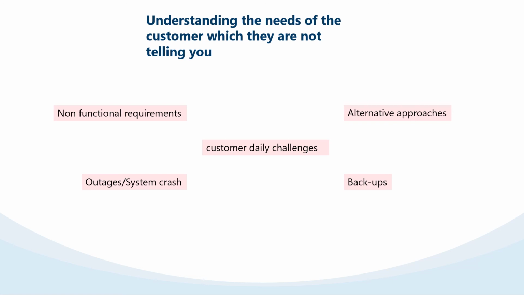Some of these requirements are basically alternate approaches which an actual customer uses while using the software. And there are some more which emerge out of the necessity of the customer during a system crash or an outage or a backup approach that a customer uses, which oftentimes he would not tell you upfront. So a BA has to be careful and has to be observant in trying to get these requirements out at the earliest.